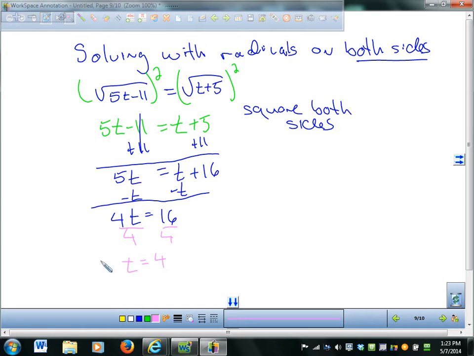And again, what I should do is plug the 4 into the original equation. So the check is going to look like this. I'm going to take the square root of 5 times 4 minus 11 and see if that equals the square root of 4 plus 5. What's 5 times 4? 20. What's 20 minus 11? 9. Is the square root of 9 equal to the square root of 9? Yes, so it checks out, or 3 equals 3. So when you're doing things like this, you have to double check that the answer works in the original equation, because you could introduce an extraneous root. We'll talk about that in a minute.